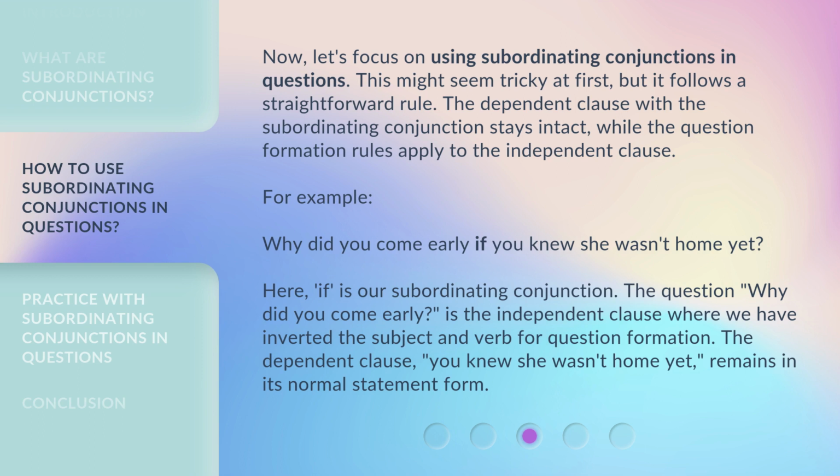For example, why did you come early if you knew she wasn't home yet? Here, if is our subordinating conjunction. The question, why did you come early, is the independent clause where we have inverted the subject and verb for question formation. The dependent clause, you knew she wasn't home yet, remains in its normal statement form.